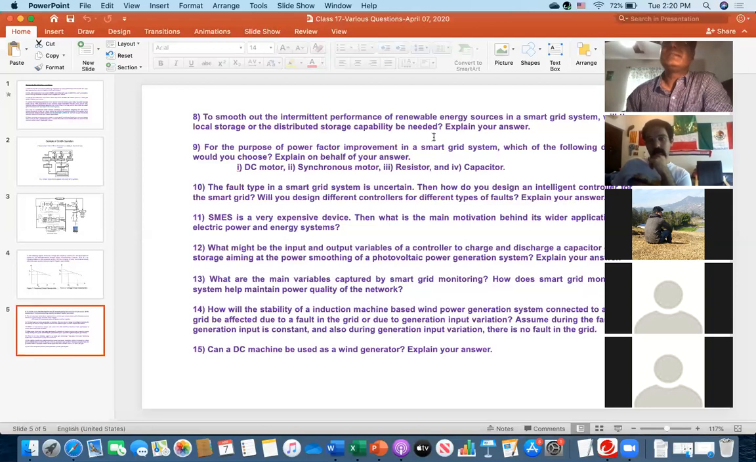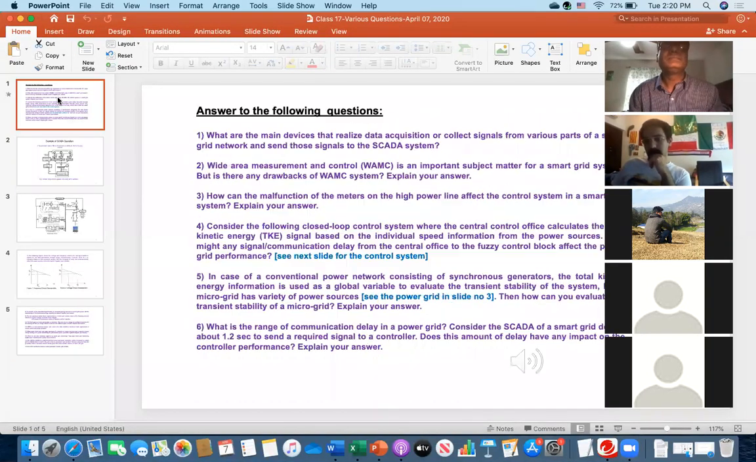Any other questions, comments? Could you repeat the answer to question 1, please? Okay. So the main devices that realize data acquisition or collect signals are RTU, Remote Terminal Unit, and PMU, Phasor Measurement Unit, and also various sensors. So 3 main devices.